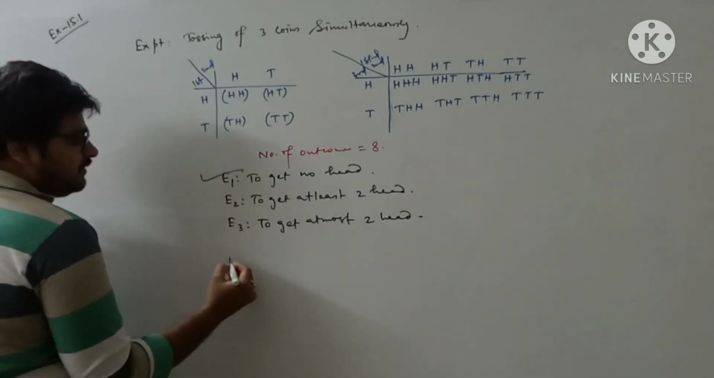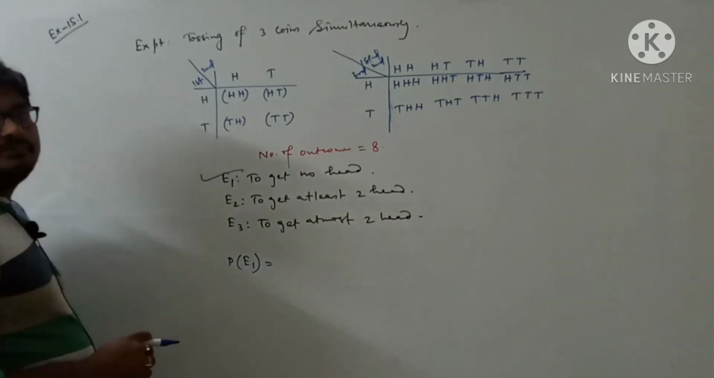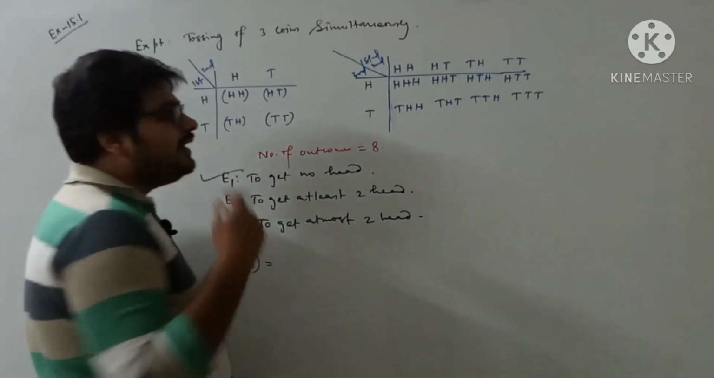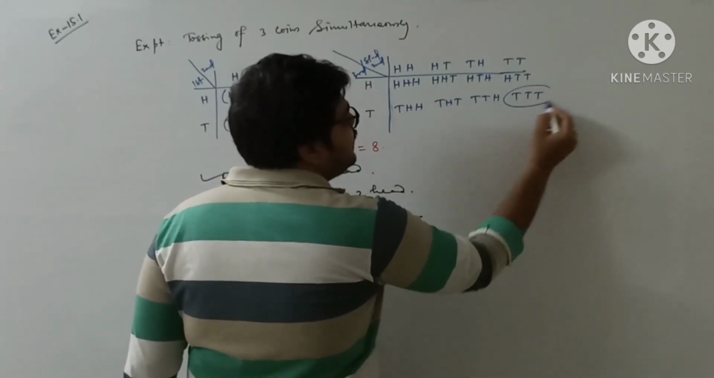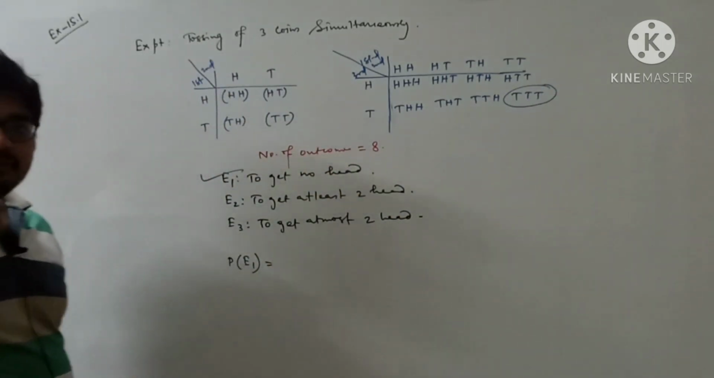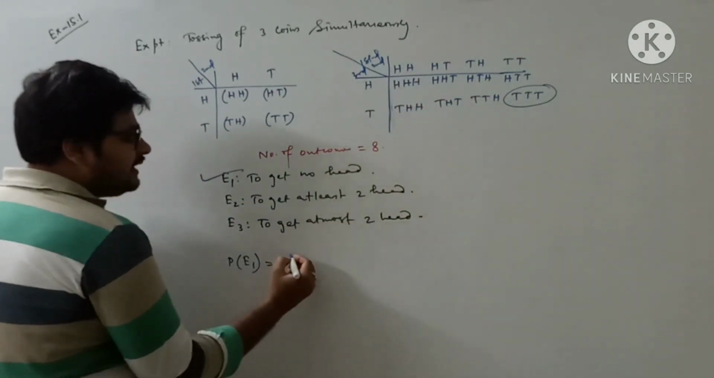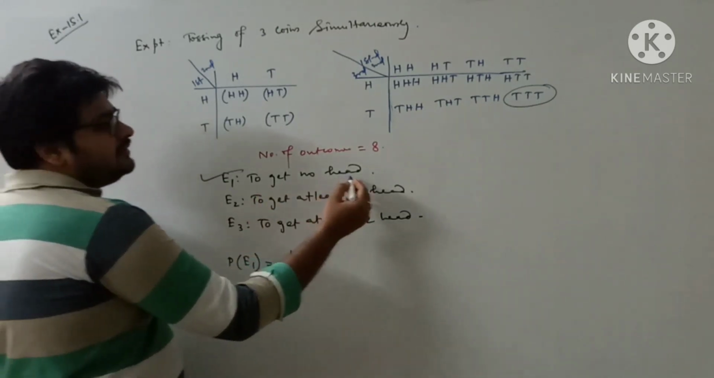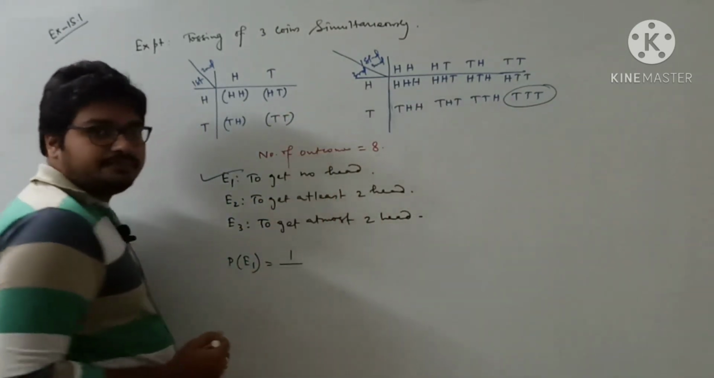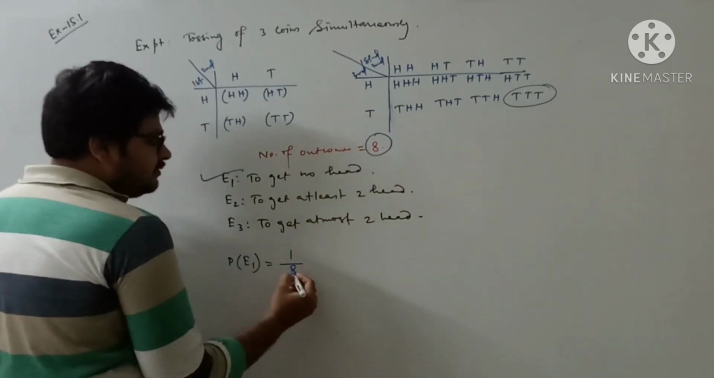So okay, first we take the probability of event 1, to get no head. Which outcome has no head? If you have one head, this is having no head. Correct? So only one outcome is here out of 8. The event related outcome is 1, and the experiment related outcome is 8. So the probability is 1 by 8.